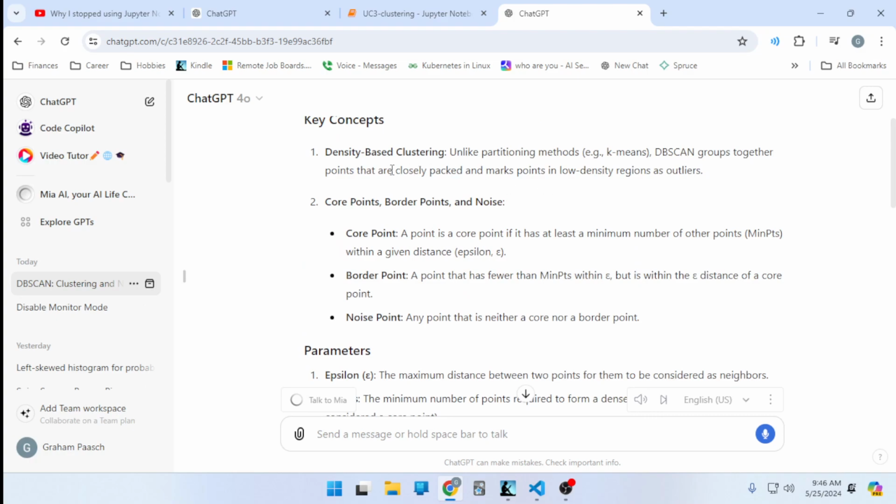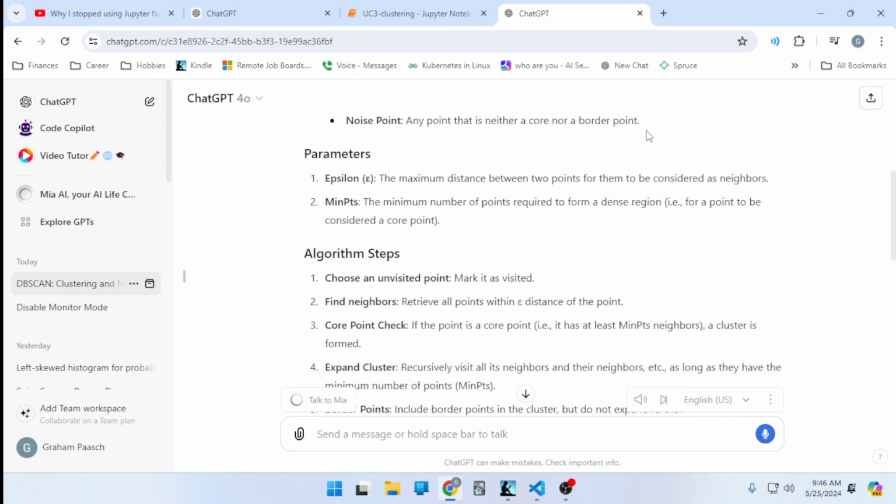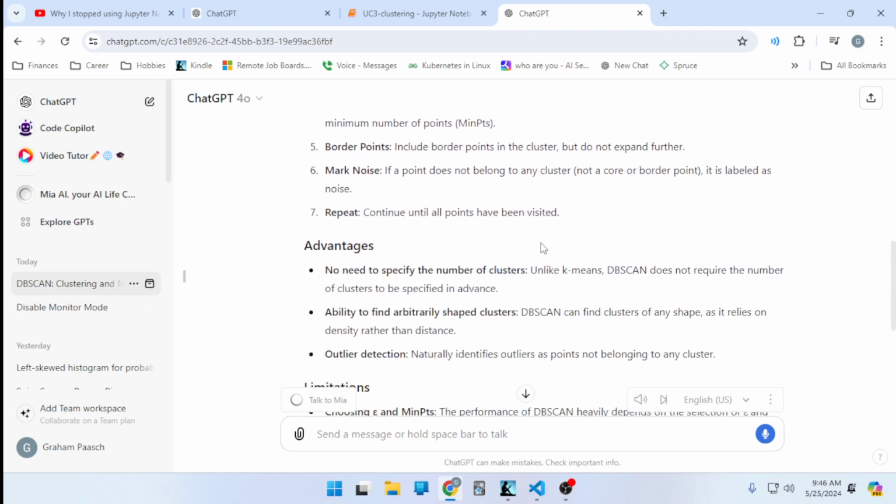Parameters: epsilon, the maximum distance between 2 points for them to be considered as neighbors. Min-pts, the minimum number of points required to form a dense region, i.e., for a point to be considered a core point. Algorithm steps: choose an unvisited point, mark it as visited. Find neighbors, retrieve all points within epsilon distance of the point. Core point check: if a point is a core point, i.e., it has at least min-pts neighbors, a cluster is formed. Expand cluster: recursively visit all its neighbors and their neighbors, etc., as long as they have a minimum number of points, min-pts. Border points: include border points in the cluster, but do not expand further. Mark noise: if a point does not belong to any cluster, not a core or border point, it is labeled as noise. Repeat: continue until all points have been visited.